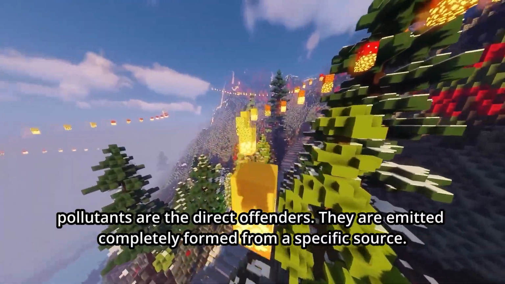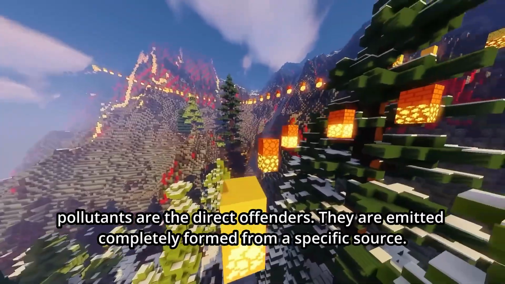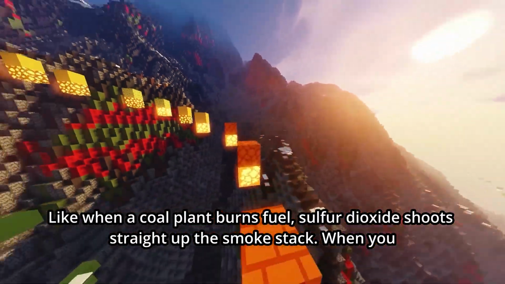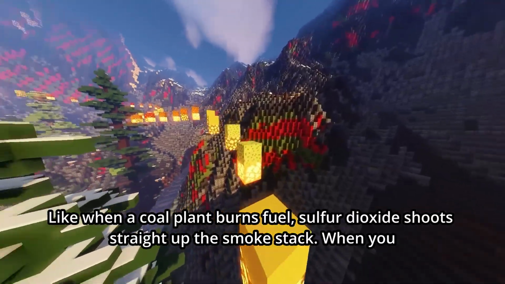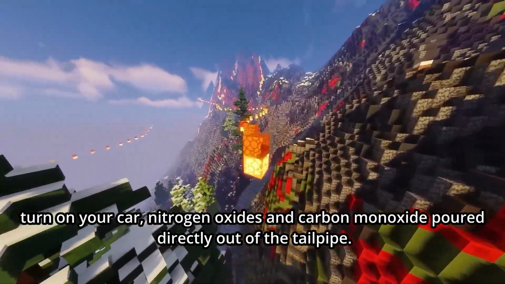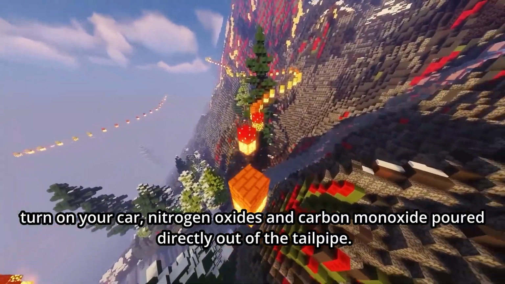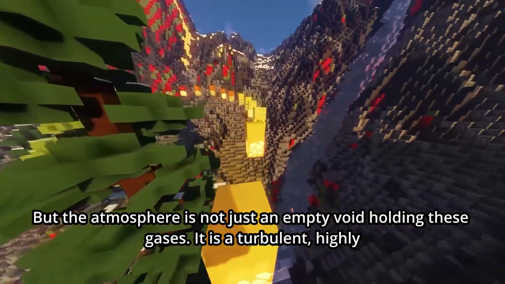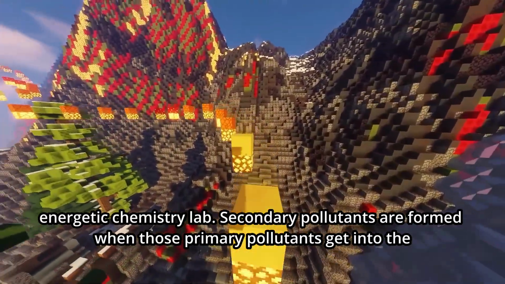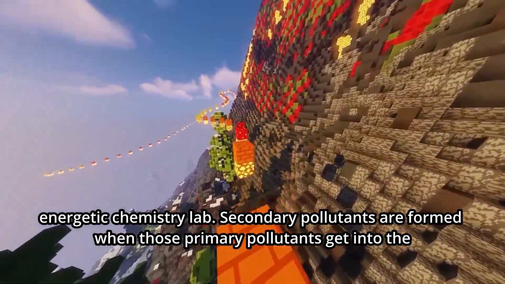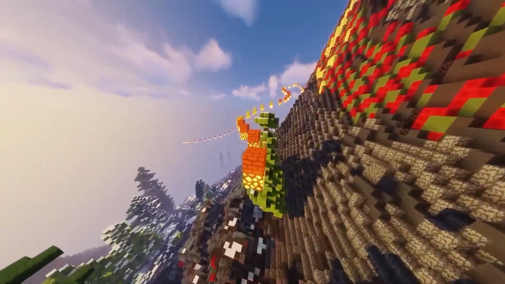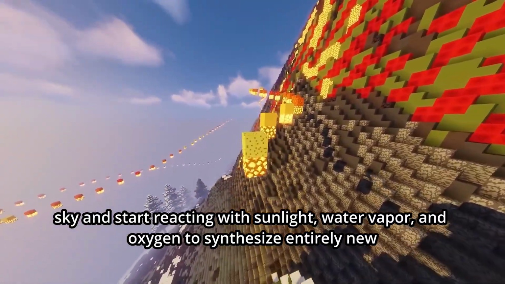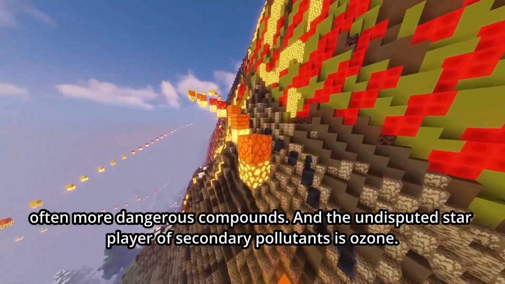Right. Primary pollutants are the direct offenders. They are emitted completely formed from a specific source. Like when a coal plant burns fuel, sulfur dioxide shoots straight out the smokestack. When you turn on your car, nitrogen oxides and carbon monoxide pour directly out of the tailpipe. But the atmosphere is not just an empty void holding these gases. It is a turbulent, highly energetic chemistry lab. Secondary pollutants are formed when those primary pollutants get into the sky and start reacting with sunlight, water vapor, and oxygen to synthesize entirely new, often more dangerous compounds.